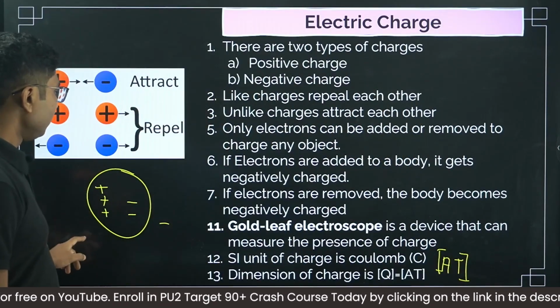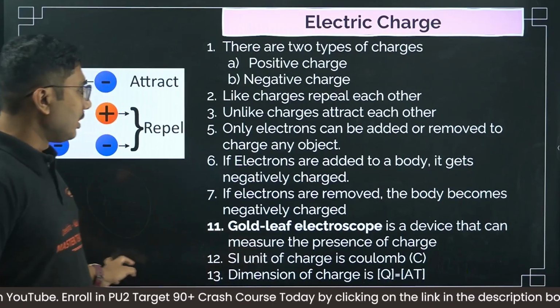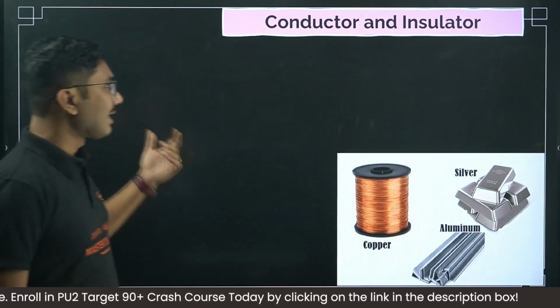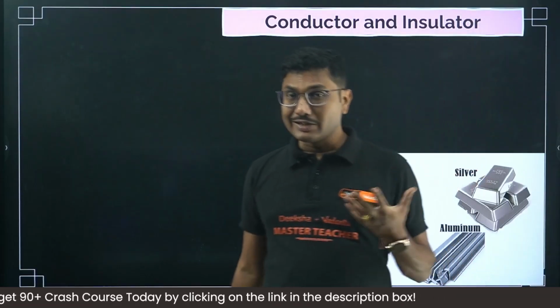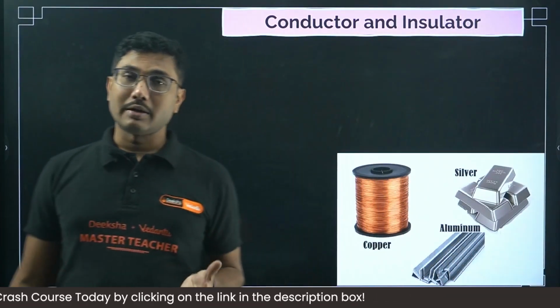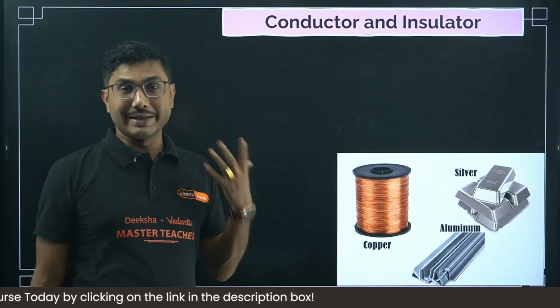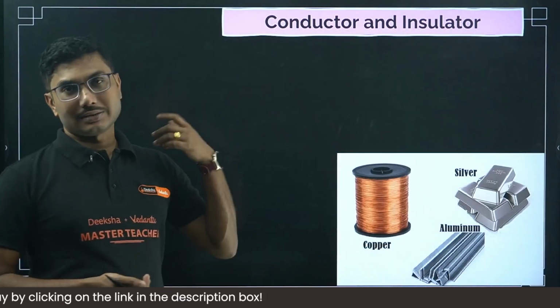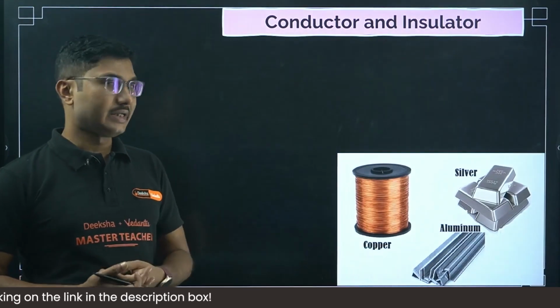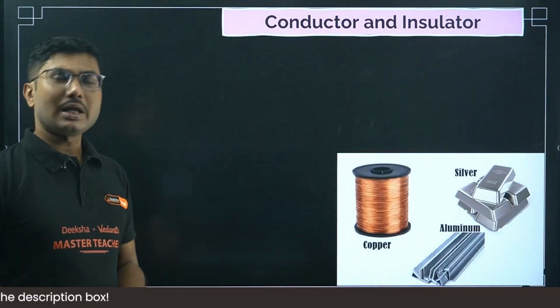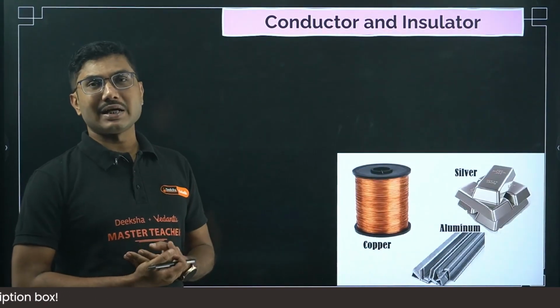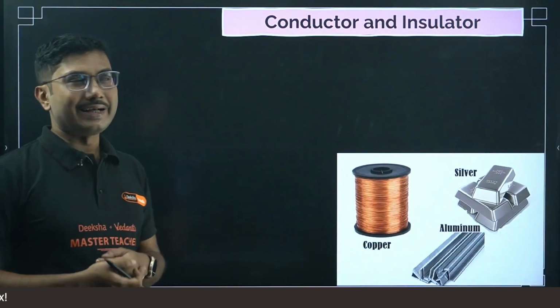Now let's move on. Next is conductors and insulators. Based on how electrons can move through a material, we divide objects into different categories: conductors and insulators, which we will study in this chapter. There is a third category, semiconductors, which we will study in a later chapter.